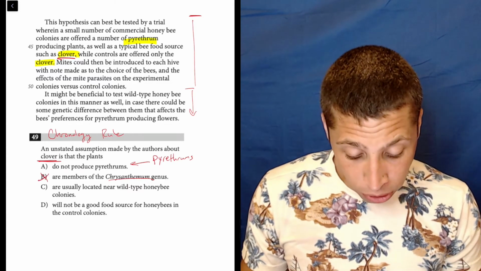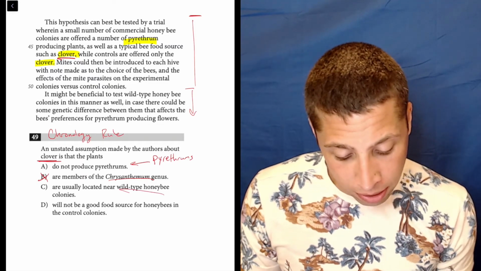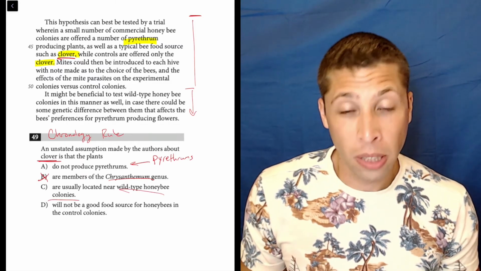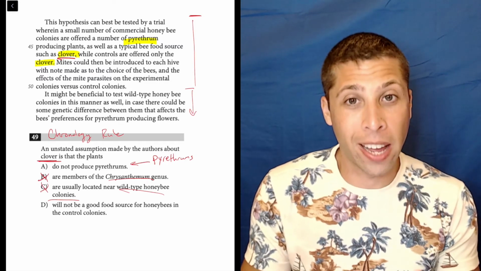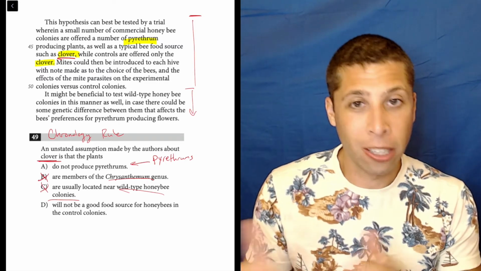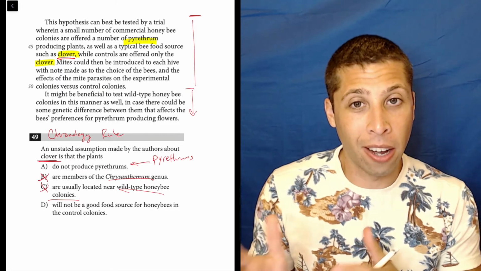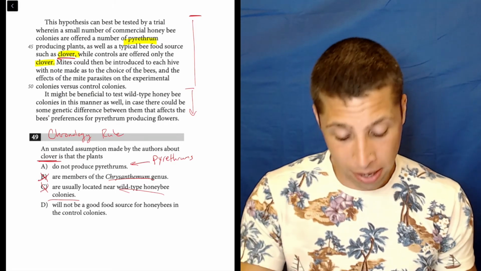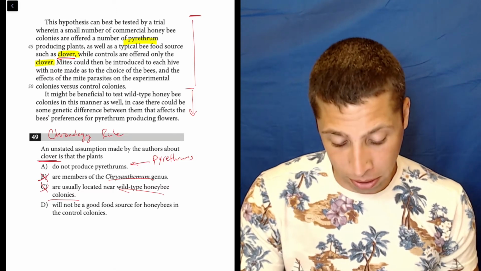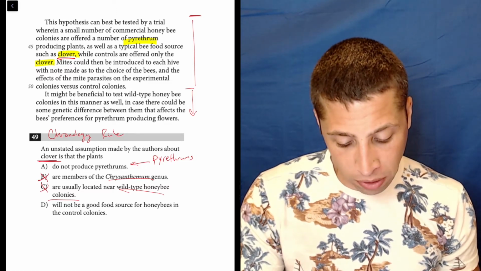They are usually located near wild-type honeybee colonies. That may be true if they're eating it, but I just don't really know. Remember, my dumbest version here is that some bees are being fed clovers, and others are being fed clovers and pyrethrum. So the pyrethrum seems to matter. That does not have to do with the location. And they will not be a good food source for honeybees in the control colonies.